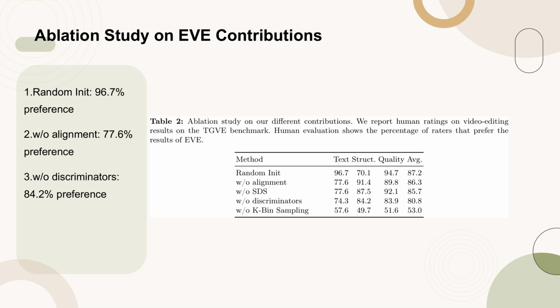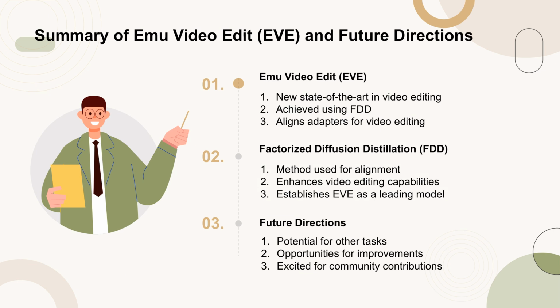The EMU Video Edit (EVE) model, developed using Factorized Diffusion Distillation (FDD), has set a new benchmark in the field of video editing. This method aligns adapters specifically for video editing tasks, significantly enhancing the model's capabilities. EVE now stands as the state-of-the-art in video editing.